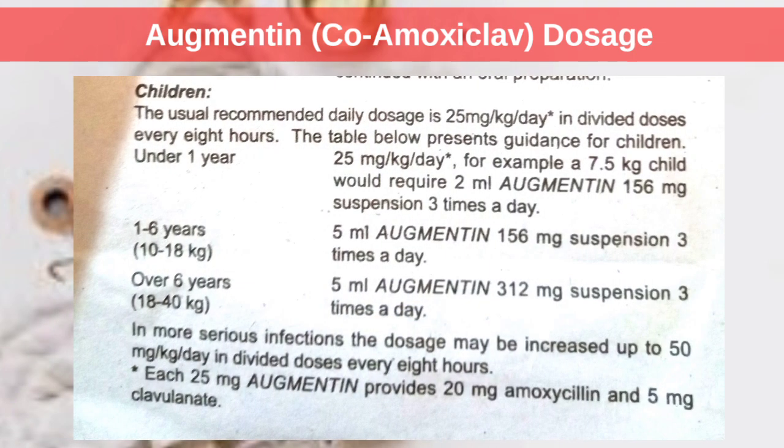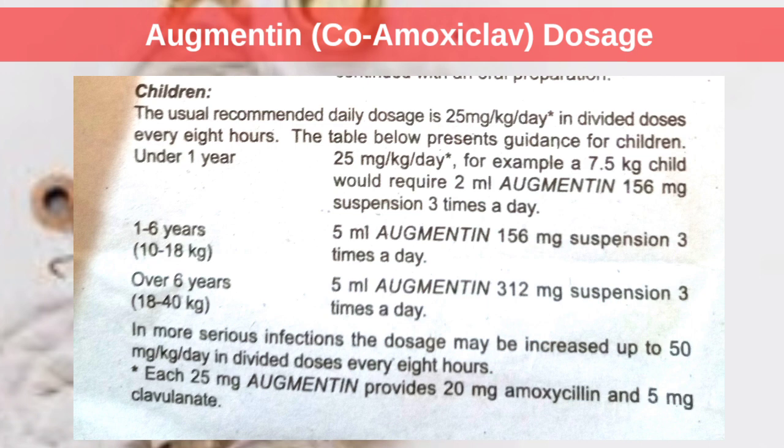For the children, the usual recommended daily dosage is 25 mg per kg per day in divided doses every 8 hours. See the table for the proper dosage for children. In this table, you can see the dosage regarding the age of 1 to 6 years and over 6 years, as well as with the guidance of weight of the body. In the more serious infections, the dosage may be increased up to 50 mg per kg per day in divided doses every 8 hours.